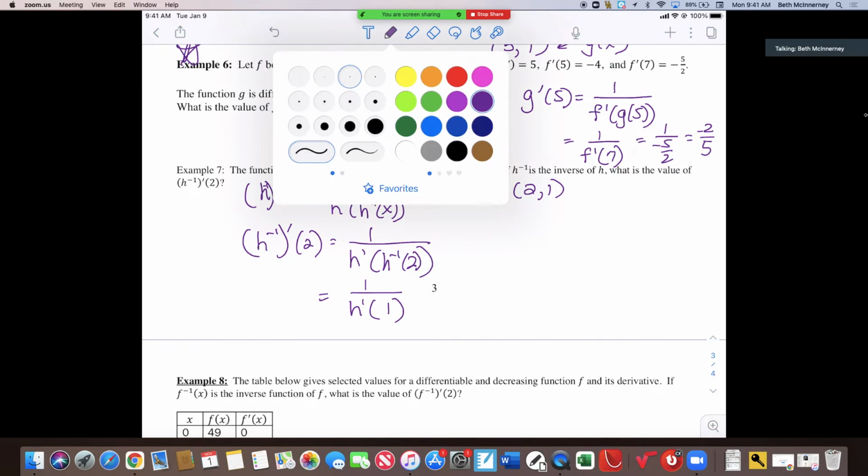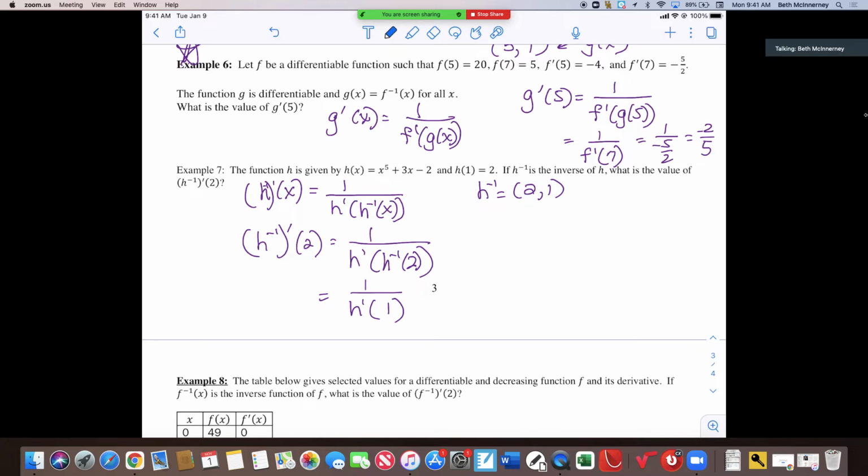Now I need h prime of 1. Well, here's h of x. Whoops, we got to go do h prime. That would be 5x to the 4th plus 3. H prime of 1 would be 8. Does that make sense? That makes sense. So to me, you just have to be really careful with inverses. You're switching your x's and your y's.